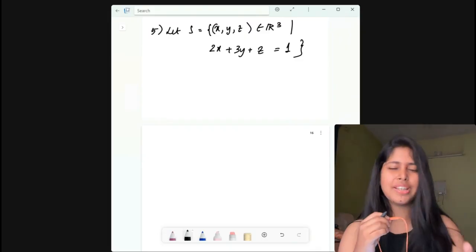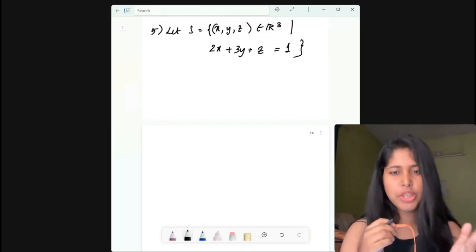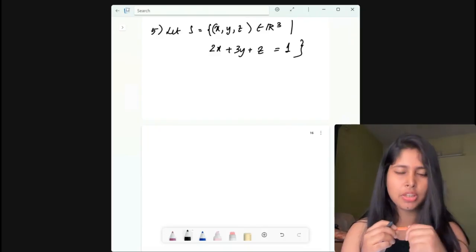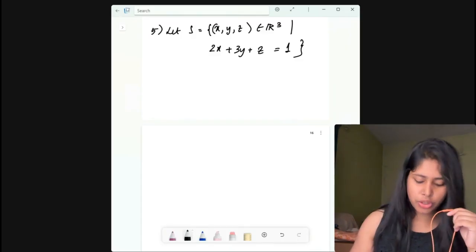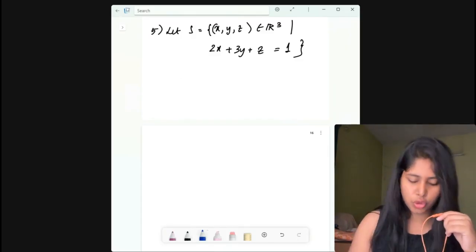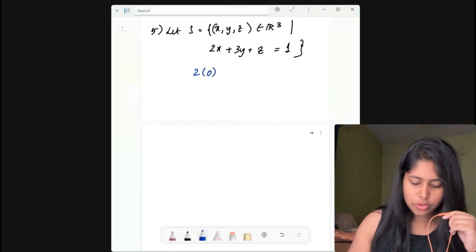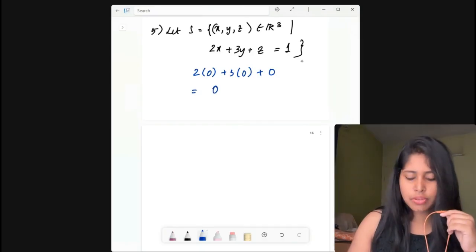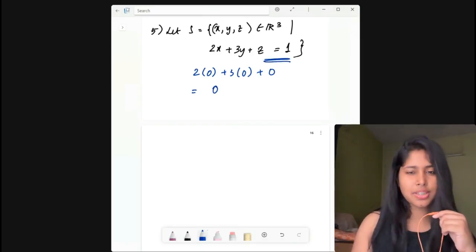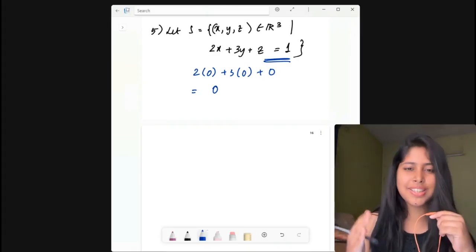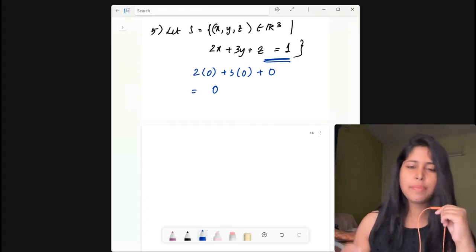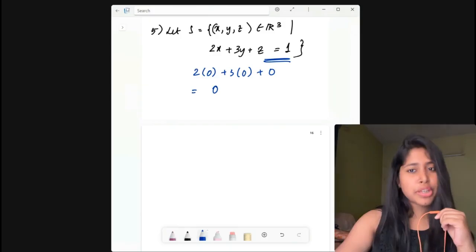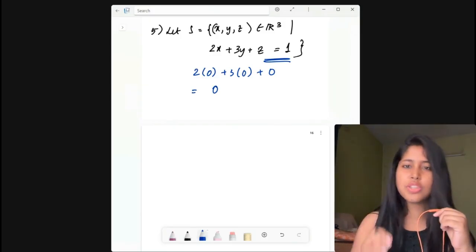In step 1, if we put the zero vector, the null element, in terms of x, y, z, if we put x, y, z to be 0, then what do we get? 2 into 0 plus 3 into 0 plus 0 is equal to 0, right? But in the given condition it is 1, so the 0 vector is not in S. This basically means that the 0 vector, theta, is not in S. And that's enough. If the 0 vector fails, we immediately stop. So this is not a subspace.